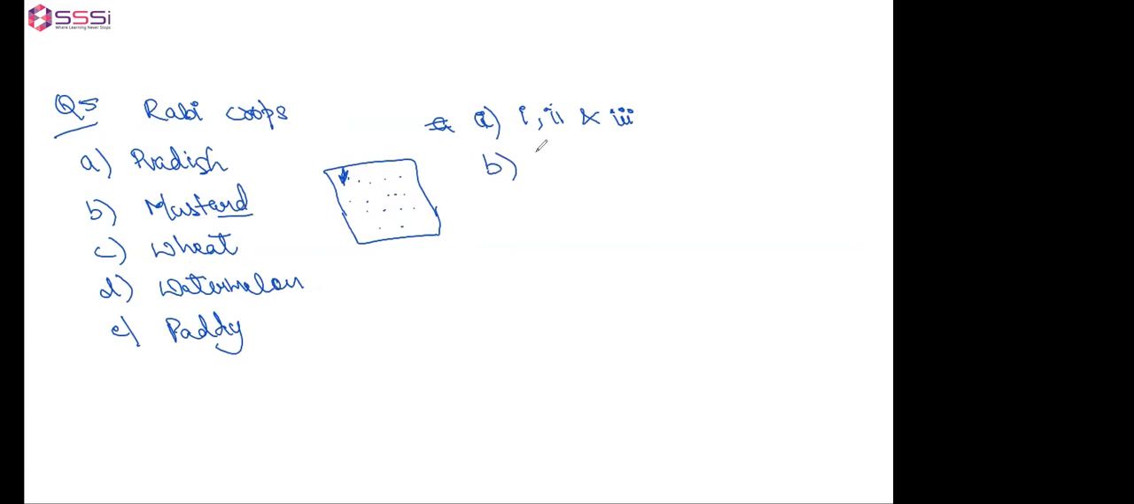B is first, second, and fourth. C is third, fourth, and fifth. D is first, third, and fifth. So you have to select the correct grouping of the options for rabi crops.